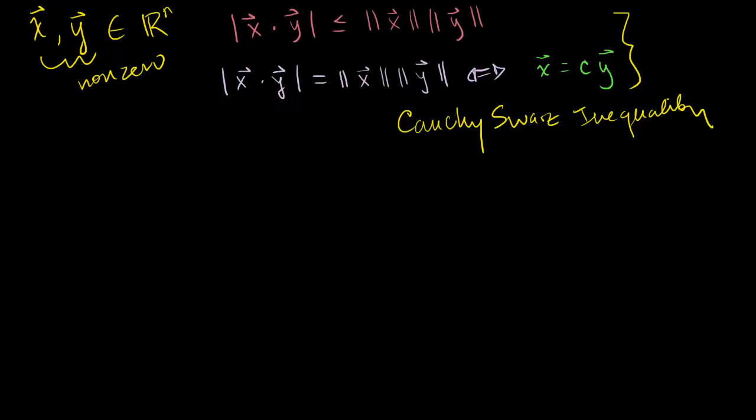So let me construct a somewhat artificial function. Let me construct some function of some scalar variable t. Let me define p of t to be equal to the length of the vector t times y minus the vector x. It's the length of this vector, which is going to be a vector now, squared. Now, before I move forward, I want to make one little point here.